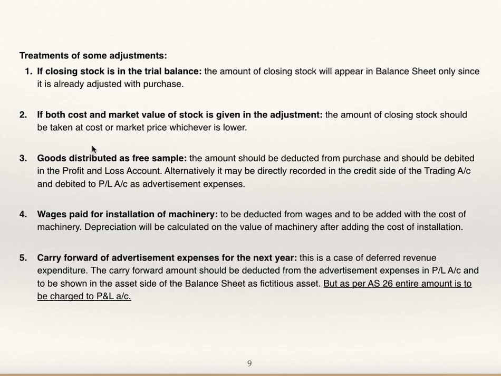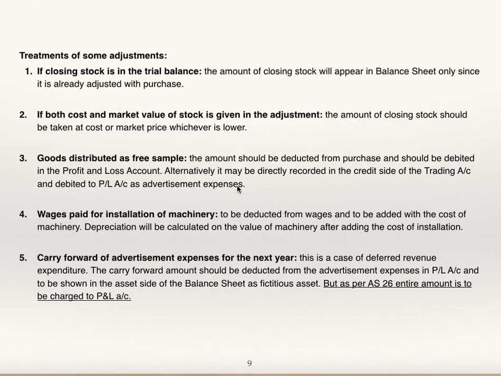Amount of closing stock should be taken at cost or market price, whichever is lower. Goods distributed as free sample, the amount should be deducted from purchase and should be debited in the profit and loss account. Alternatively, it may be directly recorded in the credit side of trading account and debited to profit and loss account as advertisement expenses.